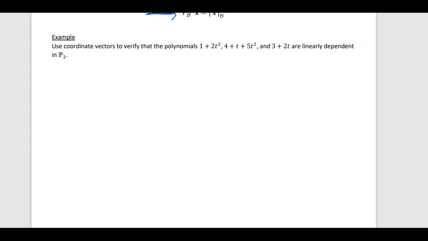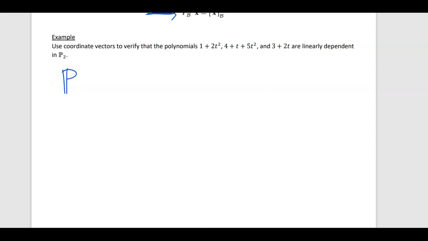Okay, use coordinate vectors to verify that the polynomials 1 plus 2t squared, 4 plus t plus 5t squared, and 3 plus 2t are linearly independent in P2. So what does that ask us to do? Let's first look at the coordinate mapping for P2.